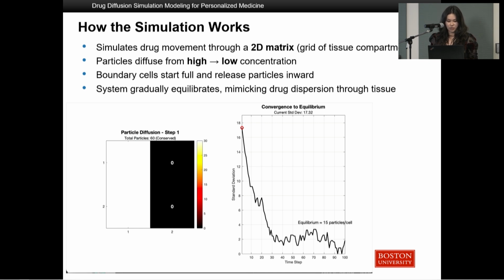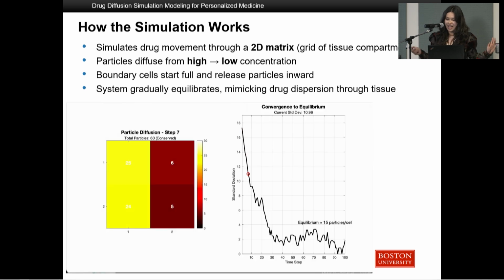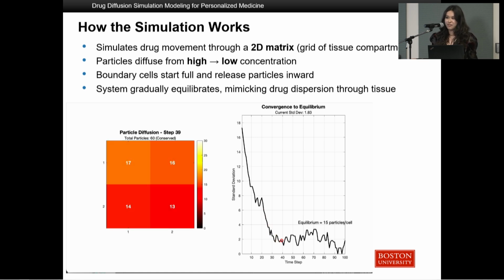In this example, I don't know if I can play the simulation, actually. Okay, 2 cells start with 30 particles and 2 start with 0, totaling 60 particles. Over time, they balance at 15 particles each, which shows both mass conservation and realistic diffusion behavior. The simulation updates the entire grid in parallel at once, and it's powered by linear algebra, matrix math, and something called random walk theory, which I'll get into in a moment. Essentially, after n time steps, they converge into equilibrium, roughly the same amount of particles per cell.